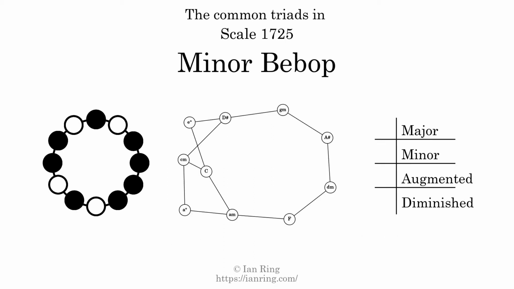01101011101. Here are the common triads present in this scale. The diagram in the center is a graph of parsimonious voice leading between triads. There are 4 major triads. There are 4 minor triads. There are no augmented triads. There are 2 diminished triads. Here is a Hamiltonian path of parsimonious voice leading that uses all the triads.